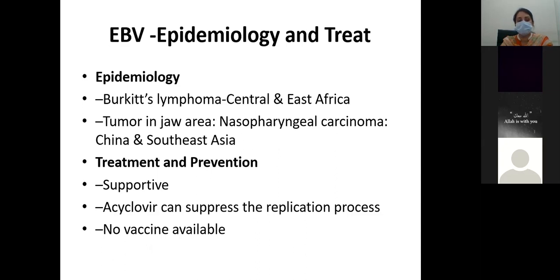Next, what is the treatment and prevention? As in all viral infections, we give supportive treatment plus antiviral. For the antiviral, we usually choose acyclovir. Acyclovir will suppress the replication process. And for Epstein-Barr virus, there is no vaccine.